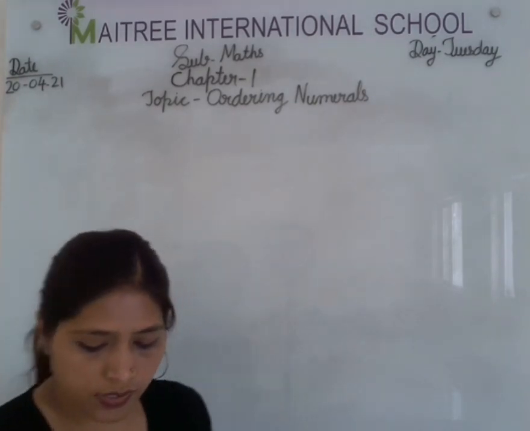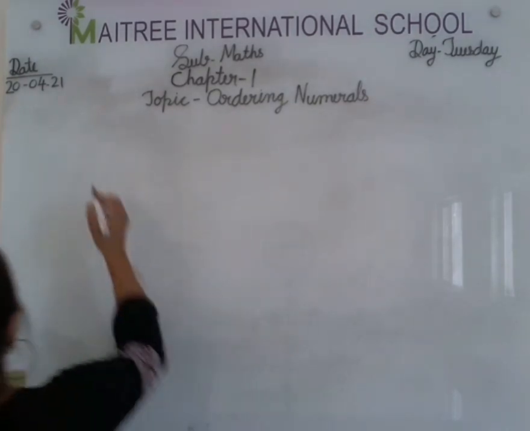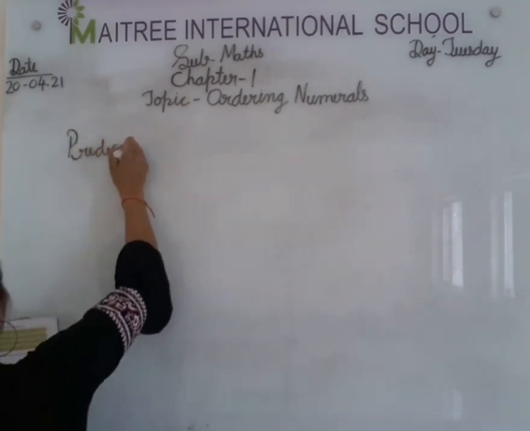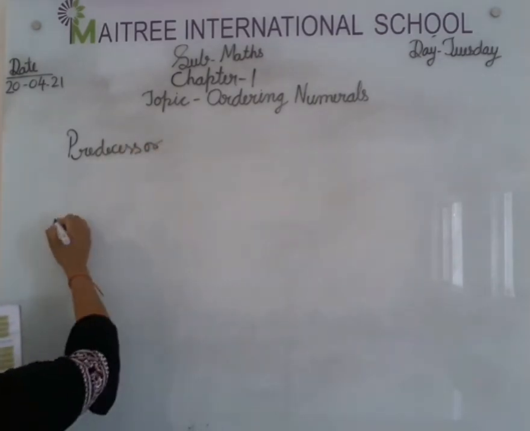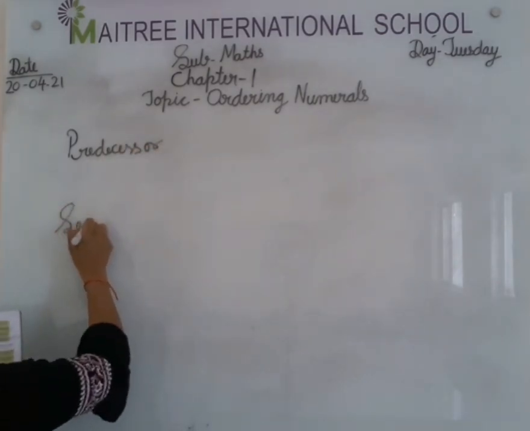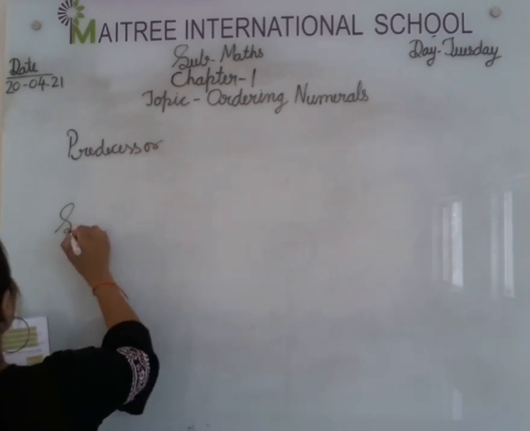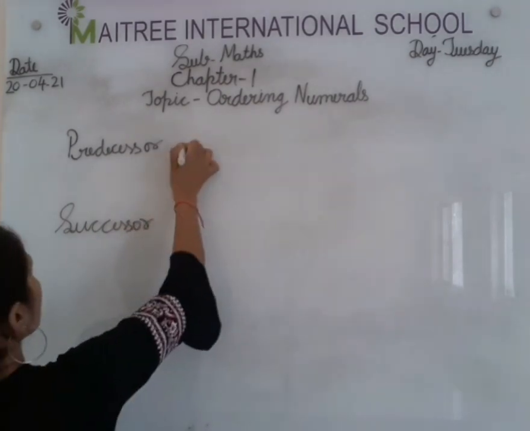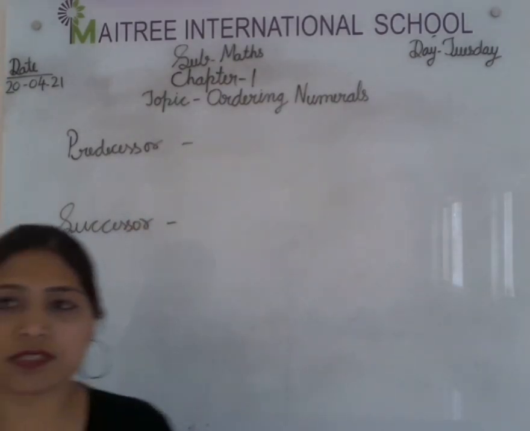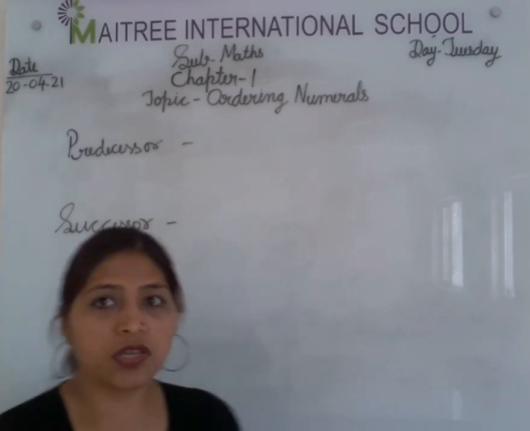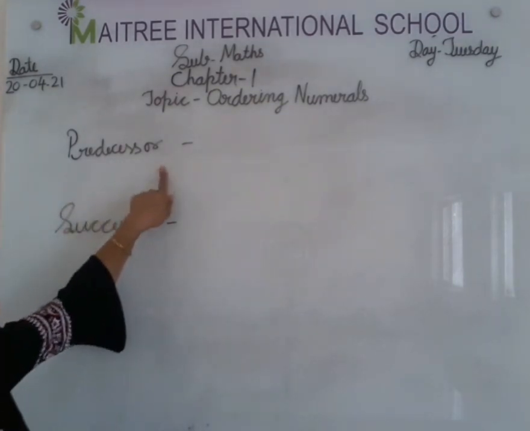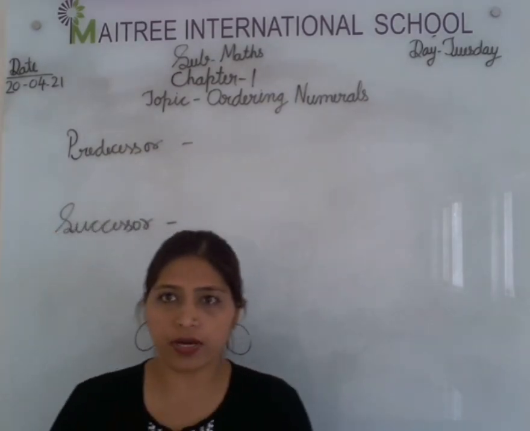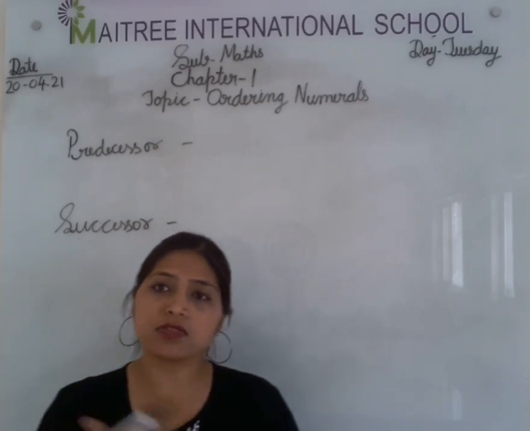The first is predecessor. What is predecessor and what is successor? Predecessor, and the second thing is successor. Both are new terms for you. To get the predecessor, we have to just remove one from the number, or you can say get the just before number.